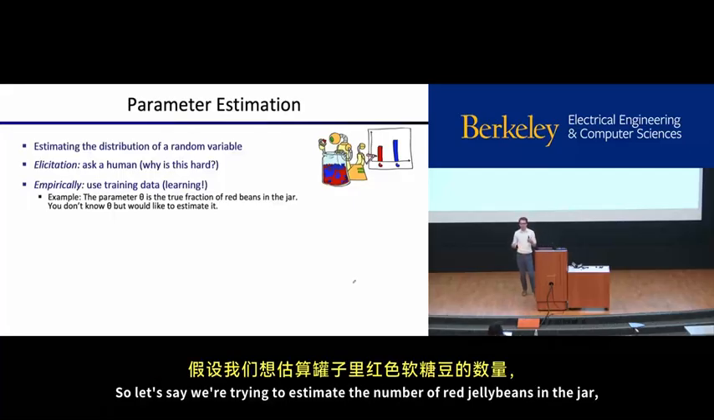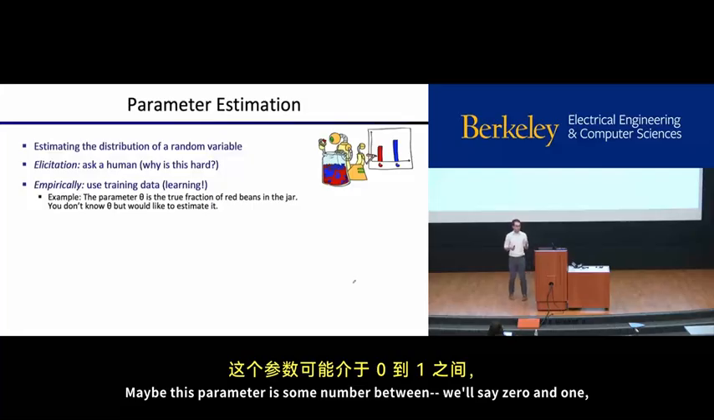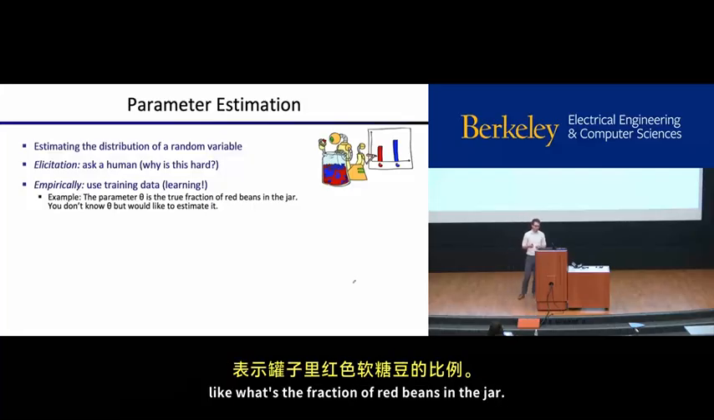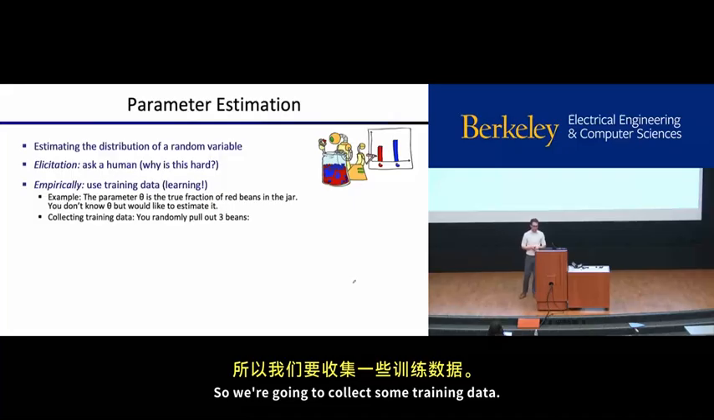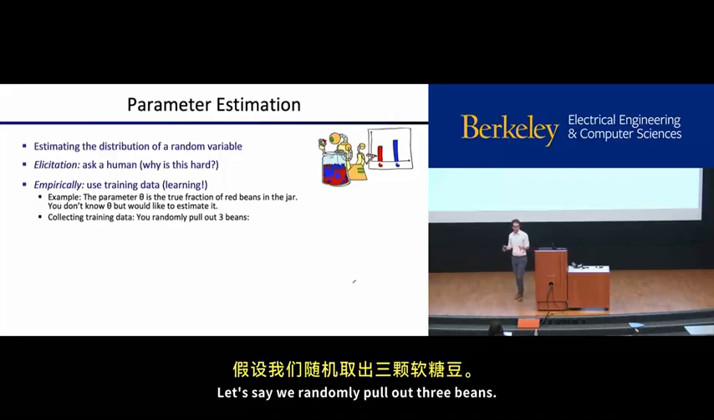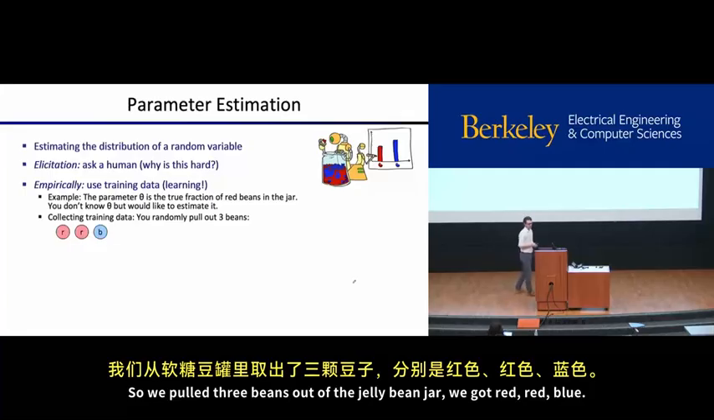So let's say we're trying to estimate the number of red jelly beans in the jar. We don't know what this parameter is. Maybe this parameter is some number between, we'll say, 0 and 1, like what's the fraction of red beans in the jar? We want to estimate that number theta. So we're going to collect some training data. Let's say we randomly pull out 3 beans. Ooh, what are they going to be? Okay, red, red, blue. So we pulled 3 beans out of the jelly bean jar. We got red, red, blue.